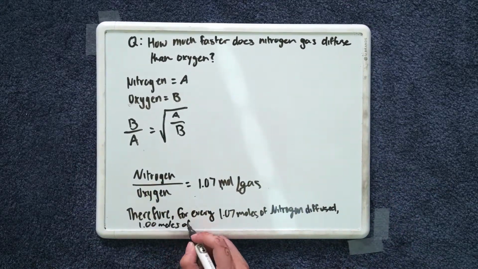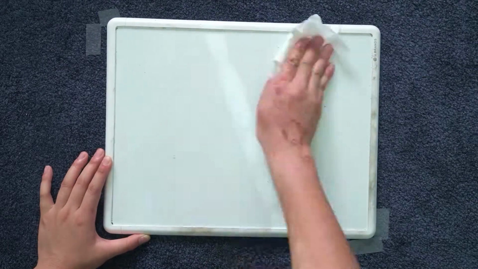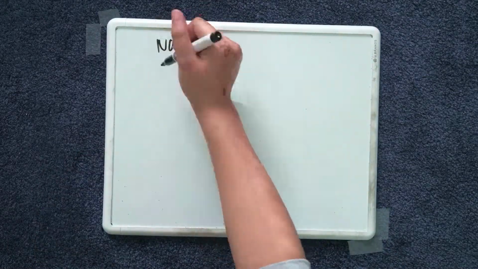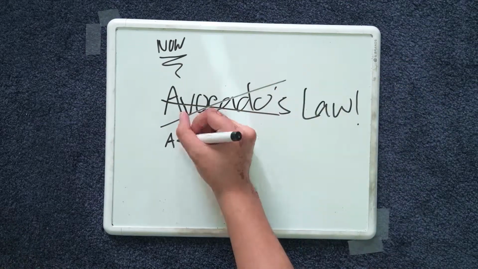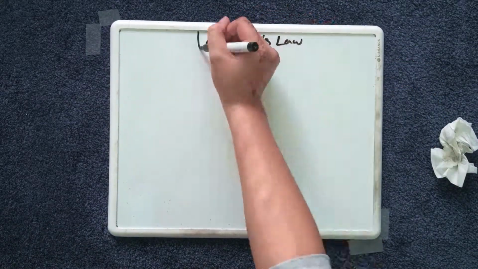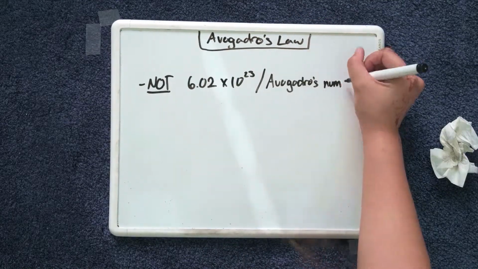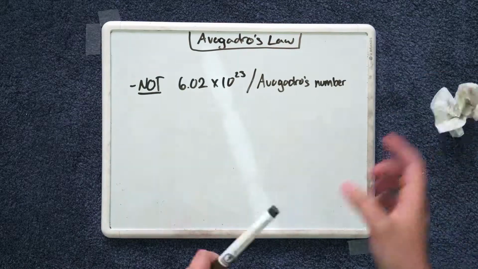It would be helpful if you put over 1 to it to indicate that for every 1.07 moles of nitrogen gas that diffused, 1.00 mole of oxygen gas diffused. And now we move on to Avogadro's law. No, not avocado. Thought we already discussed this. Now this is not about the 6.02 times 10 to the power 23. This is Avogadro's law.